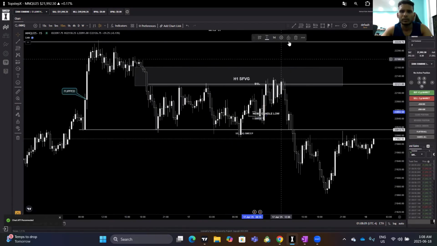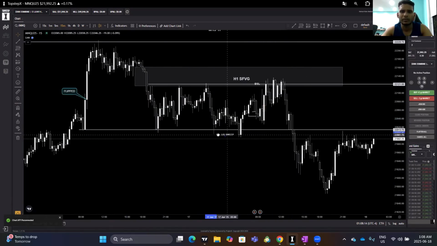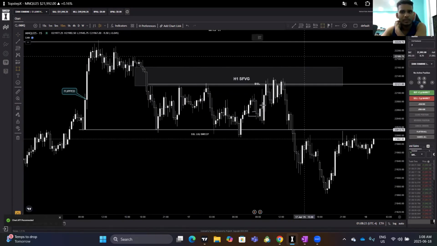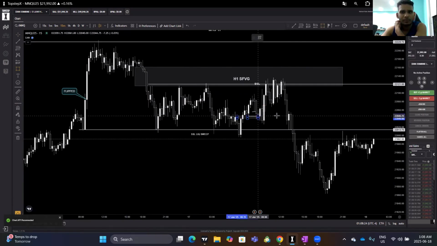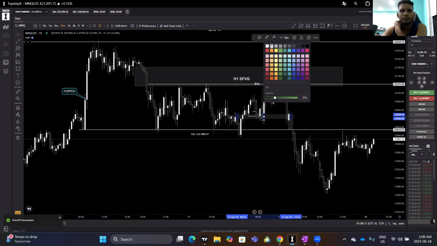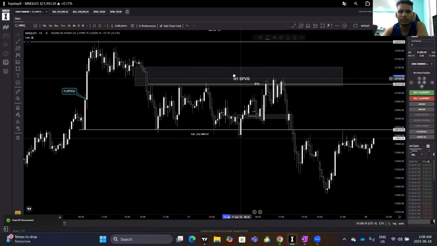Let me delete all those things and explain it even more clearly. So: sell side liquidity sweep, structure shift, and the fair value gap. This M15 fair value gap is clearly holding the price. So this M15 fair value gap holds the price, pushing higher towards this liquidity zone inside the H1 sellers fair value gap.